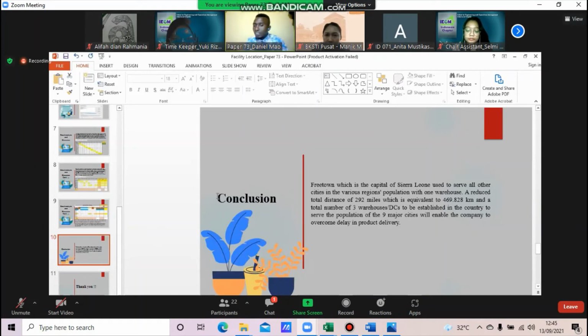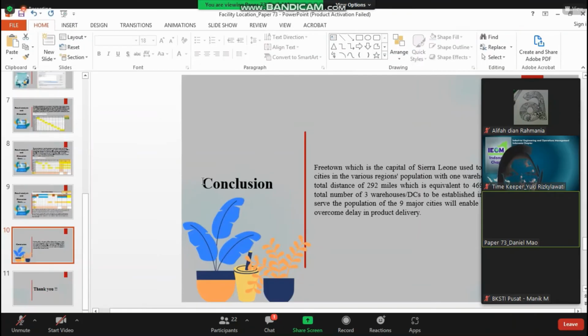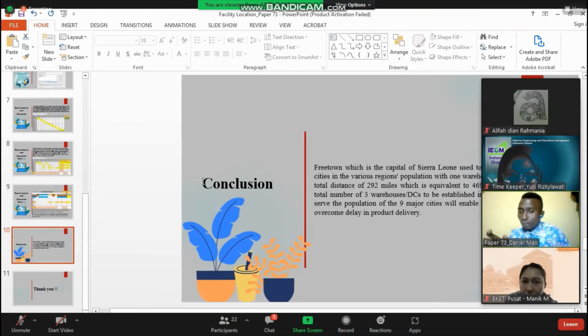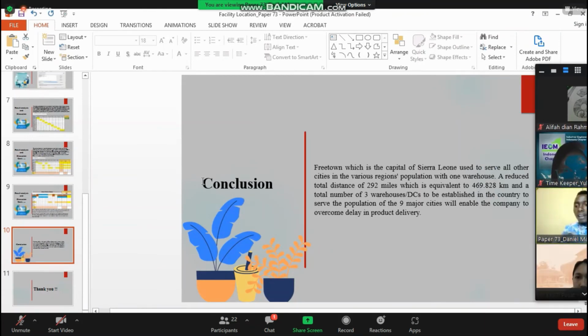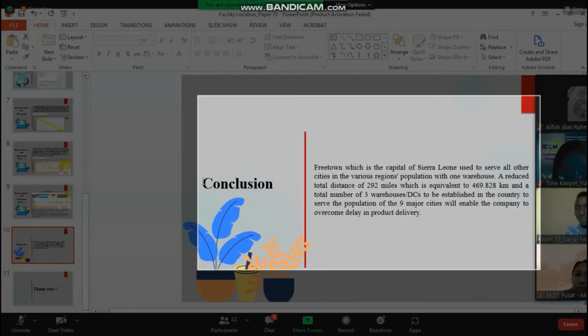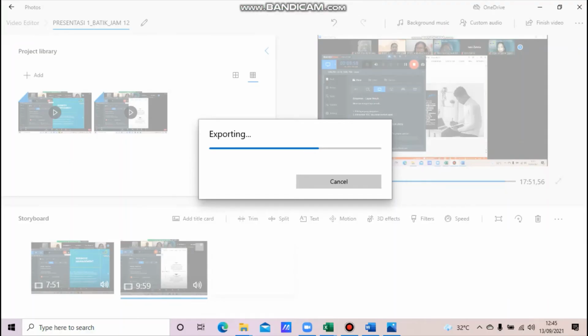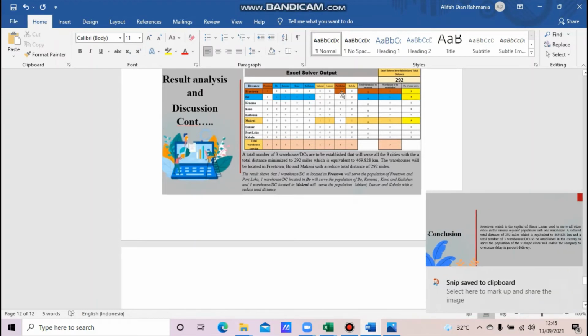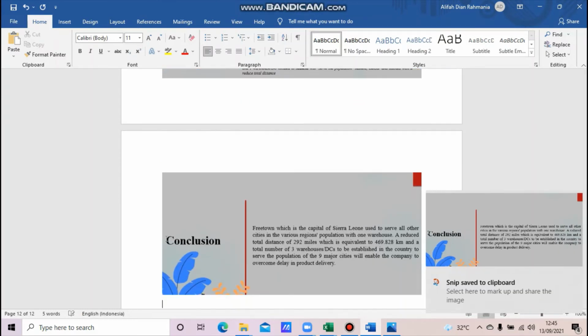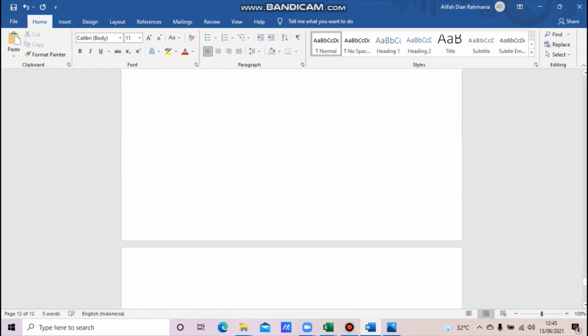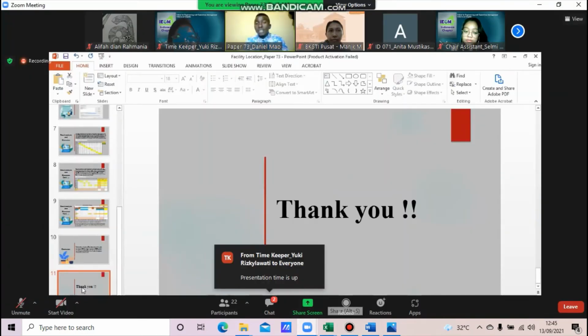Now, Freetown, which is the capital of Sierra Leone, used to serve all other cities in the various regions with one warehouse. A reduced total distance of 292 miles, which is equivalent to 469.828 kilometers, and a total number of 3 warehouses, distribution centers, to be established in the country to serve the population of 9 major cities will enable the company to overcome the delay of product delivery to these customers at the various points. So this is the end of my presentation. I want to thank you, audience.